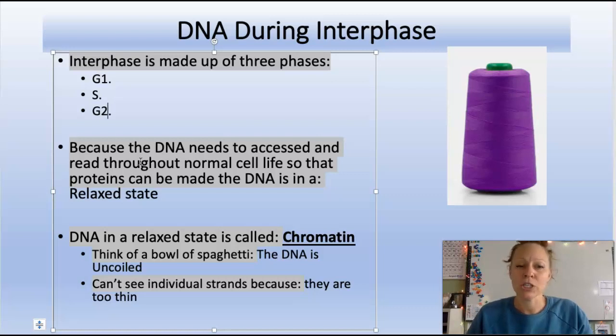But right now, during G1, S, and G2, it's very important that we are able to read the DNA. Remember, in G1, we have to make proteins in order to get ready for synthesis or DNA replication. And during G2, we need to make proteins because we're going to be dividing soon and we need to get ready for mitosis. So it's very important that the DNA is in this relaxed, uncoiled state. We call this relaxed, uncoiled state chromatin. The DNA or the chromosomes are in chromatin form.